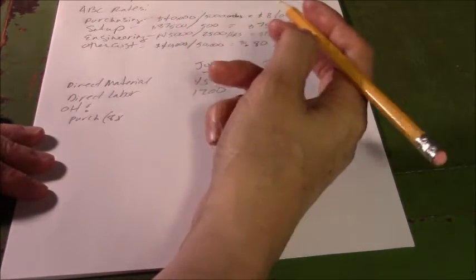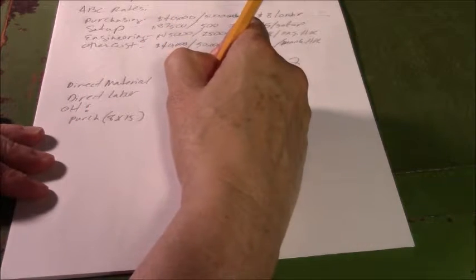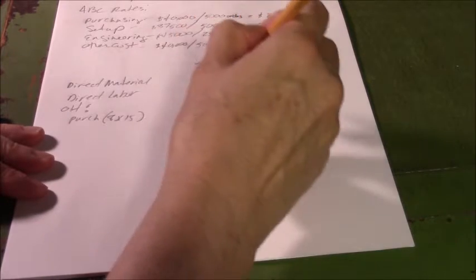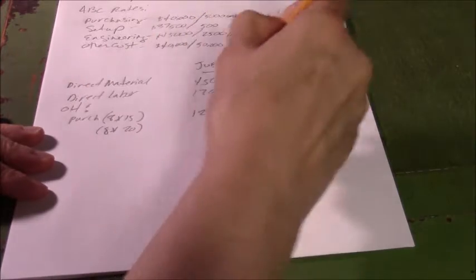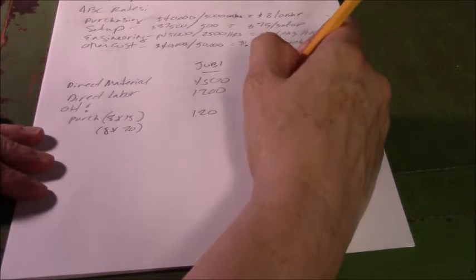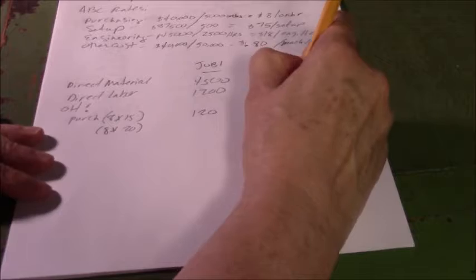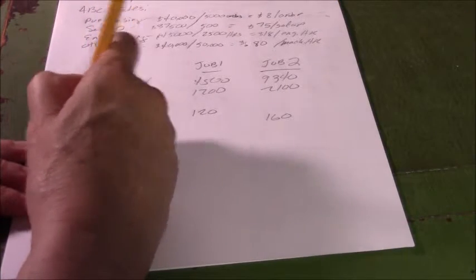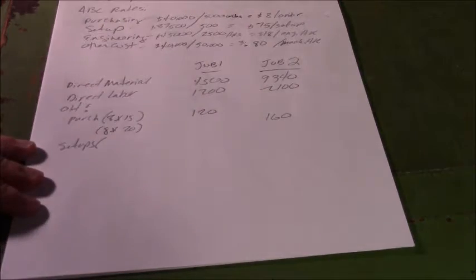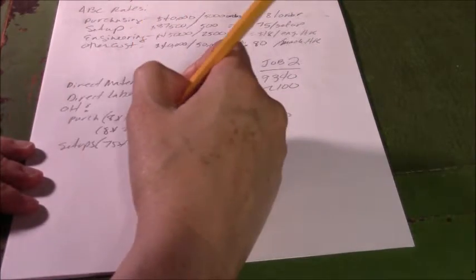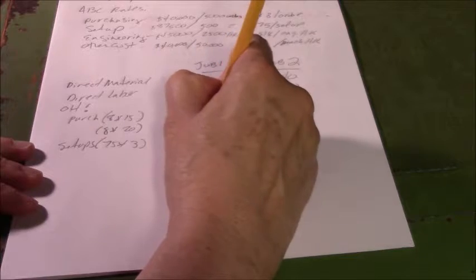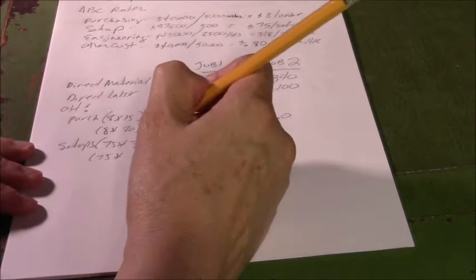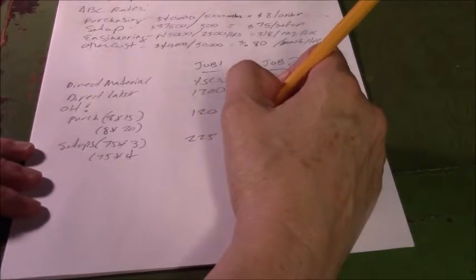So for job 1, the orders are going to be 15, and so that is equal to $120. And for job 2, the purchases are going to be about 20, he thinks. So 8 times 20 is going to be 160. Alright, and then we'll have setups. Right, and so setups we said was 75 each. And for job 1 we're going to have 3. So that's going to be 225. And for job 2 we're going to have 4 setups. So that's going to be 300.